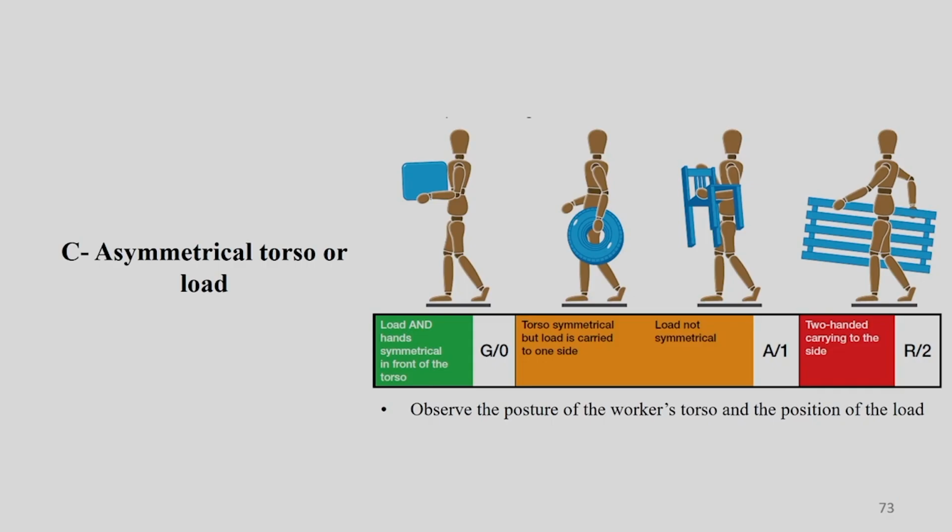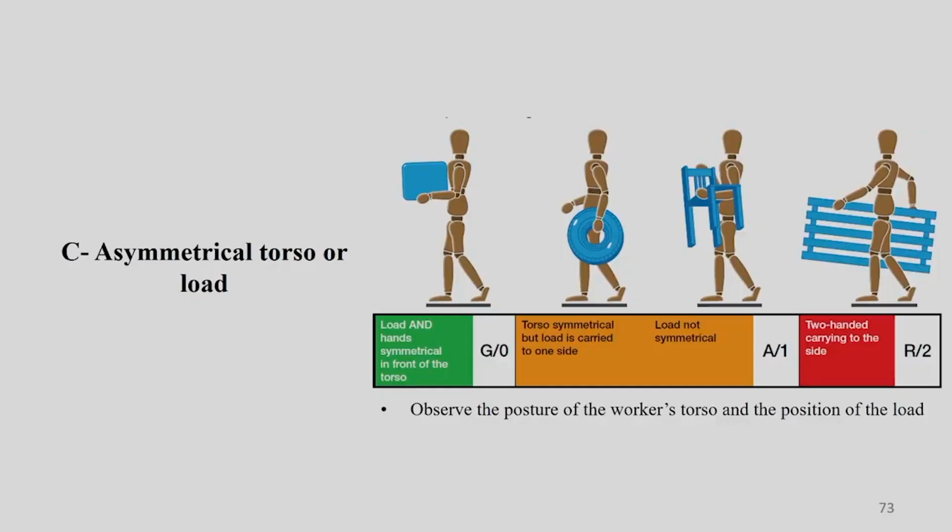Moving to the next factor, that is factor C, asymmetrical torso or load. What it says is that the load and hands are symmetrically in front of the torso. The load and the hand are symmetrical, so you are holding it like this. The load is not on the left side or right side, it is symmetrically present. So it is aligned with your body midline, then it is green, or the value is 0.